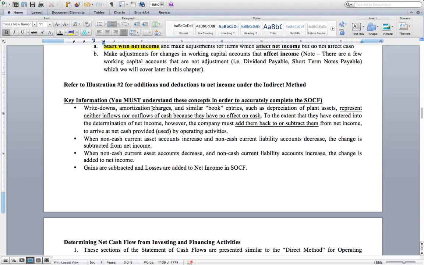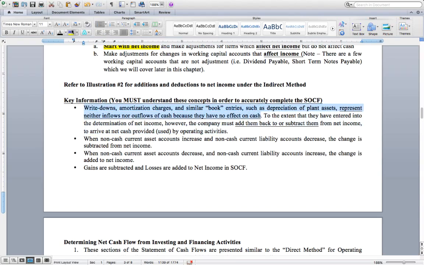Refer to illustration 2 for some additions and deductions to net income under the indirect method. That is a very important illustration to understand, as most of the activities that you will have to reflect in the statement of cash flows, or in any type of example identifying, will likely be skewed towards operating activities because there are more things that fall within the scope of operating activities. This is key information that you must understand in order to accurately complete the statement of cash flows.